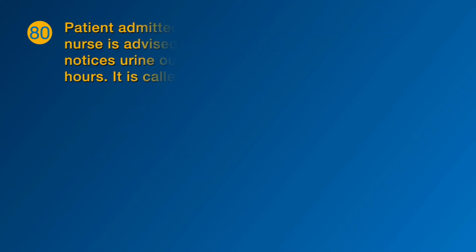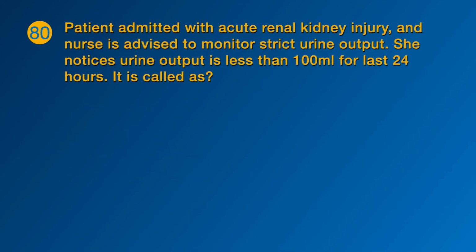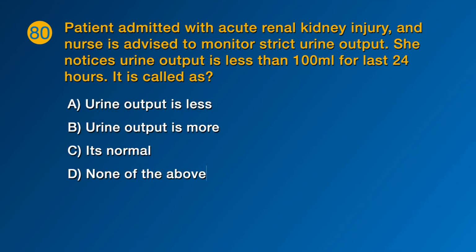Next question is, patient admitted with acute renal kidney injury and nurse is advised to monitor strict urine output. She notices urine output is less than 100 ml for last 24 hours. It is called as, options are urine output is less, urine output is more, it's normal, none of the above. So answer is A, urine output is less, because the normal output is 30 ml per hour.